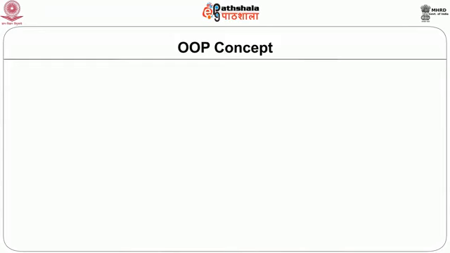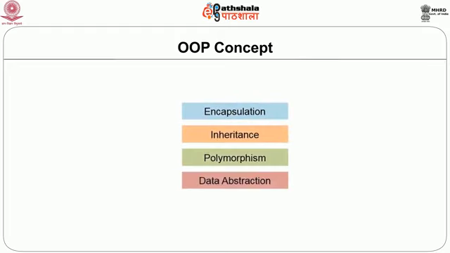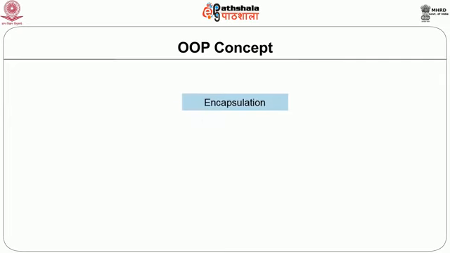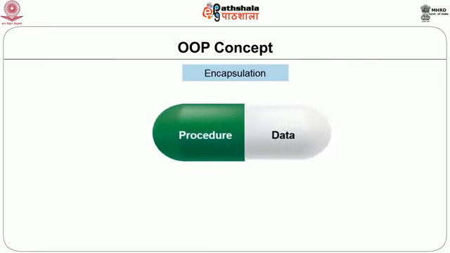Any object oriented programming has these 4 concepts: encapsulation, inheritance, polymorphism, and data abstraction. Let us discuss them one by one. So what is encapsulation? Encapsulation means considering data and functions or methods as a single entity, and it facilitates hiding the data from all users.